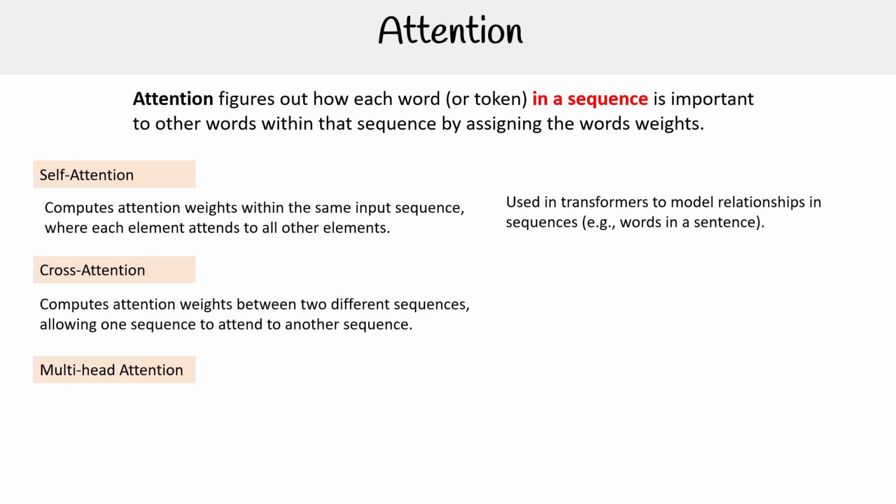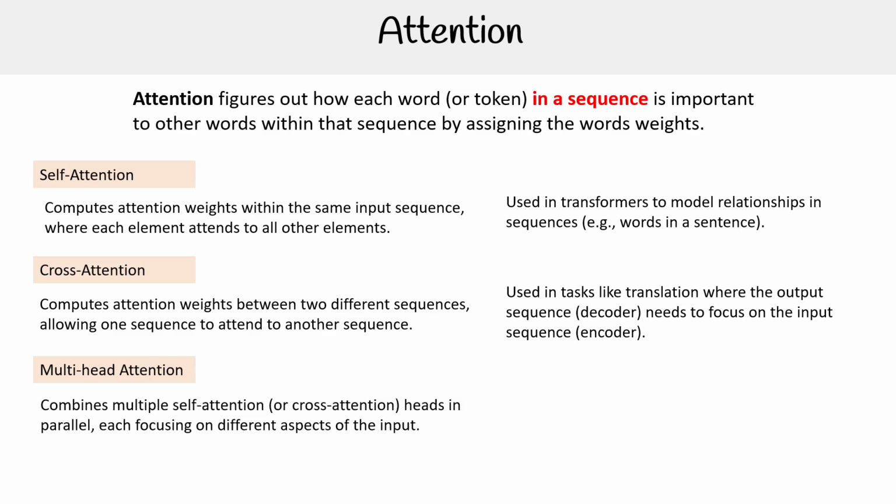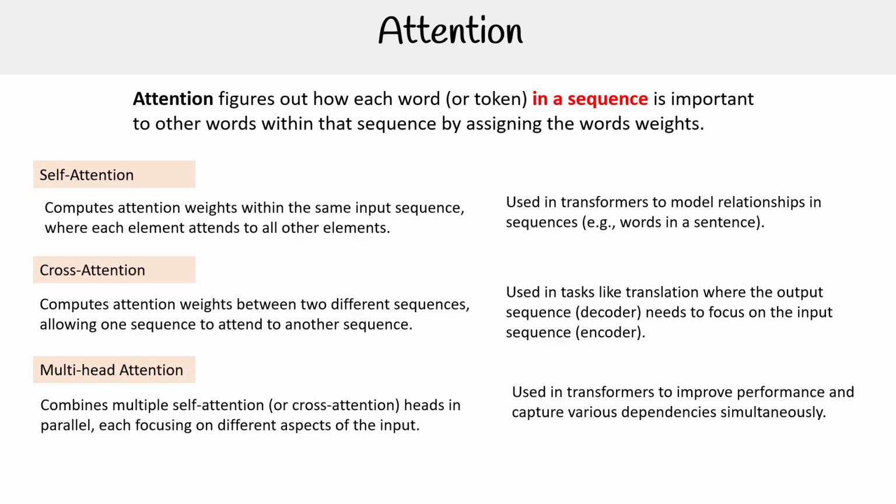You have cross-attention, which computes attention weights between two different sequences, allowing one sequence to attend to another sequence. This is used in tasks like translation, where the output sequence decoder needs to focus on the input sequence encoder. We have multi-head attention, which combines multiple self-attention or cross-attention heads in parallel, each focusing on different aspects of the input. So it's used in transformers to improve performance and capture various dependencies simultaneously.